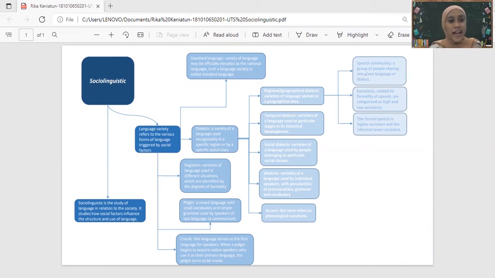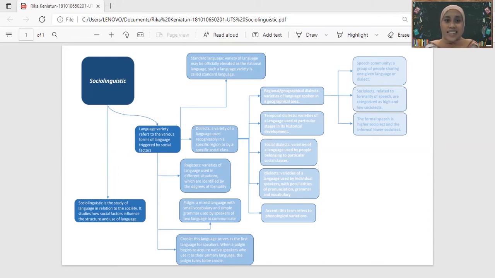This is the mind mapping that I made. Sociolinguistics: the definition of sociolinguistics is the study of language in relation to society. It studies how social factors influence the structure and use of language. Language variety refers to the various forms of language triggered by social factors, and the social factor is divided into 5.